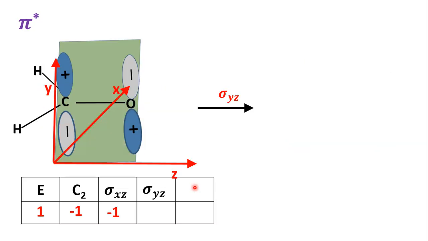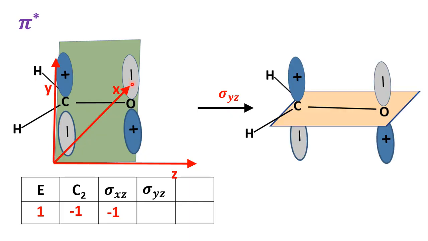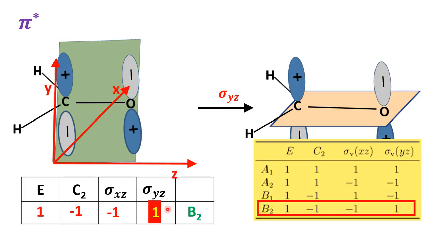When you apply sigma yz, that is the plane which cuts through all the 4 lobes of the pi star molecular orbital, which is perpendicular to the molecular plane. Since all the lobes are present in the plane itself, the signs will not change, and so we get +1. And when you look at the character table, the same sequence 1, -1, -1, 1. And so the symmetry of the pi star molecular orbital is B2.